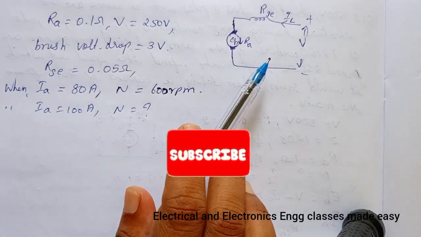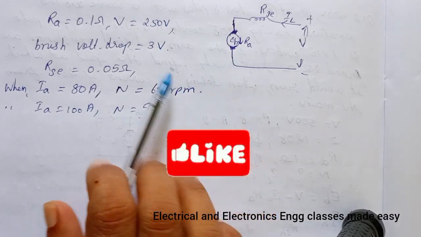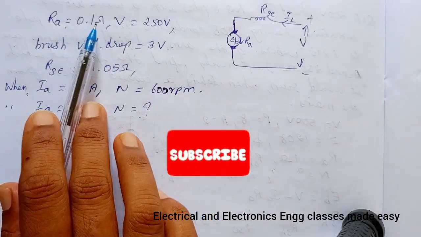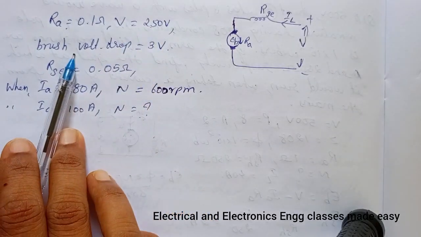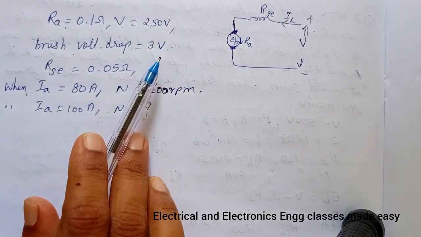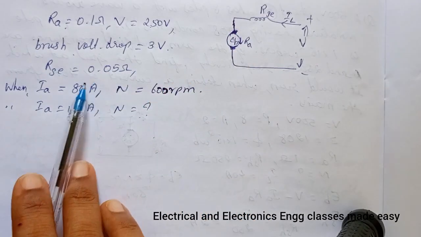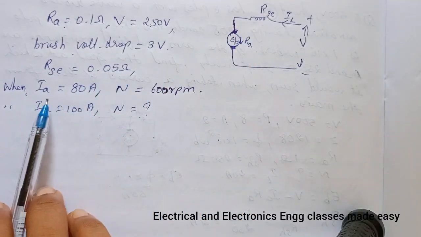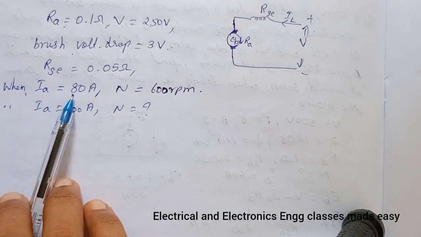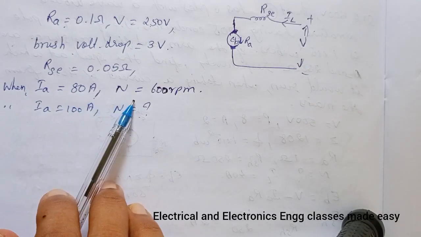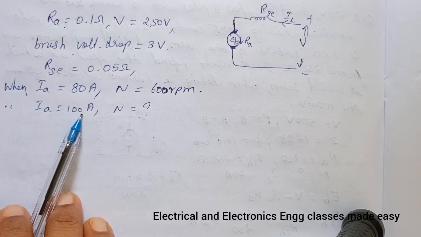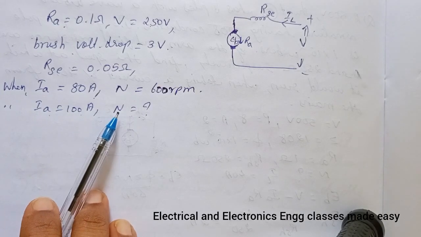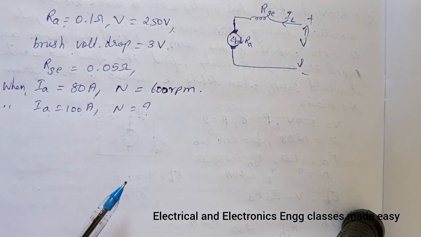First of all, draw the diagram of series motor and note down the given data. So this is the diagram of a series motor and these are the data given. RA is 0.1 ohm, the voltage is 250 volt, then brush voltage drop is given as 3 volt, then the series resistance is 0.05 ohm, and when Ia is equal to 80 amperes, speed is given as 600 rpm, and when Ia is equal to 100 amperes, the speed we have to find.